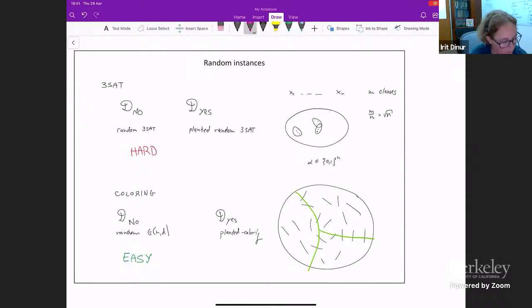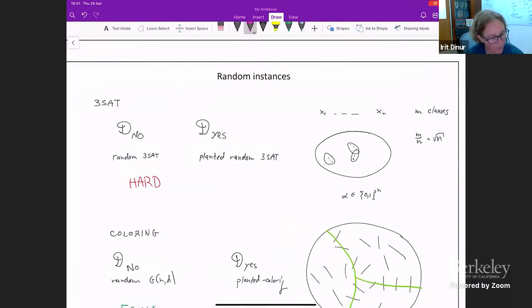So in the case of random instances, let's focus first on 3-SAT. What kind of hardness do you expect? One kind of hardness is when you're given two distributions. D_no is a distribution of instances where I expect the algorithm to see the instances and say no, it's unsatisfiable. And D_yes is a distribution of instances where the algorithm is supposed to say yes, it's a satisfiable instance.